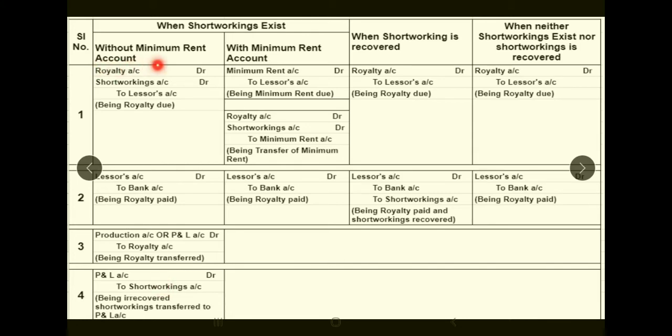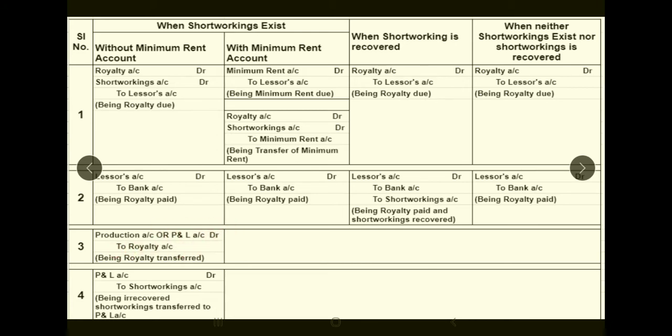Okay. So royalty account debtor to lessor is standard. You can see royalty account debtor to lessor is standard. But whenever short working is there, short working account debit is written in the first entry. Whenever short working recovery is there, in the second entry you will write 'to short workings'. So when nothing is there, you will write royalty account debtor to lessor, lessor to bank, P&L to royalty if it is based on sales.